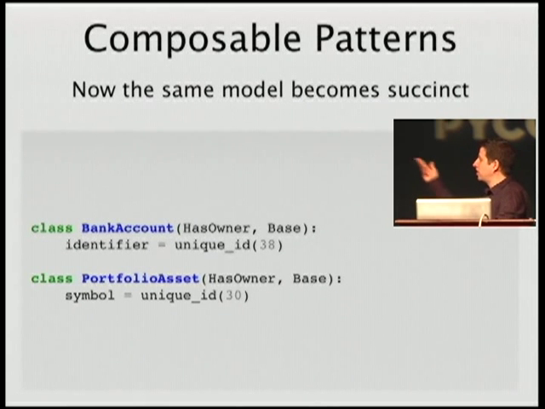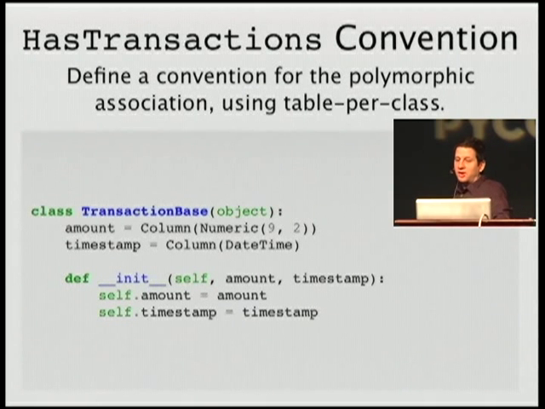So continuing on that pattern, we'll build the polymorphic association using a convention called has transaction. Where that will begin is we're going to make a class that will represent how we store the transactions. And also maybe transaction was a poor choice here. It's a financial transaction, not a database transaction. So it has an amount of money and a timestamp. So this is actually not a mapped object. This is going to be kind of a template for future classes that will be mapped to tables.